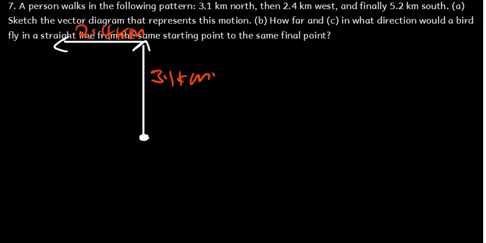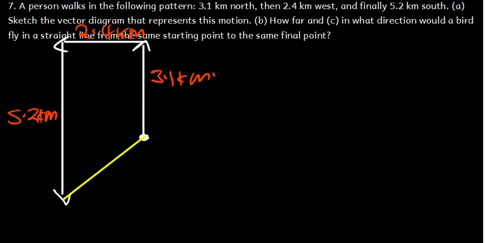Now from this point here, they are saying that finally 5.2 kilometers south. This is supposed to be a bit longer than 2.4 and at the same time longer than 3.1. So it's going to start from this point and go there. So this is going to be our 5.2 kilometers. The straight line from the starting point all the way to the last point, that is the resultant. So I'm going to call that one the resultant. This is the sketching which they want. So we are done with part one, which is part A.